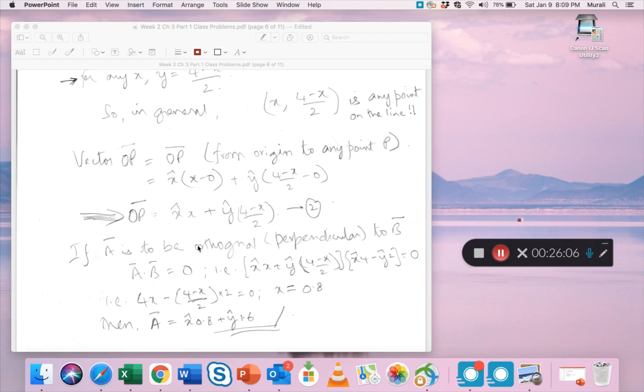Now, if A is to be orthogonal to B, then the scalar product, the dot product, has to be 0. So if you write the dot product in this way, you have one unknown, which is x, and you solve for x, you get 0.8. Then A is this. You just put that 0.8 and open this up, and you can get this form for the vector A.